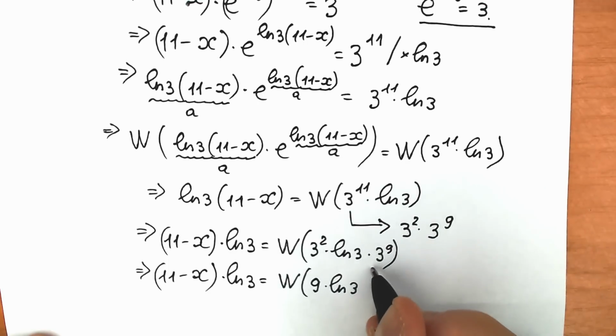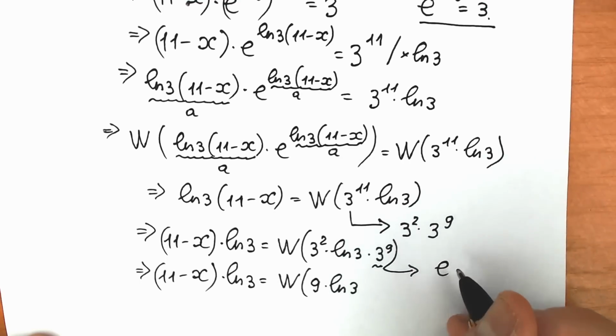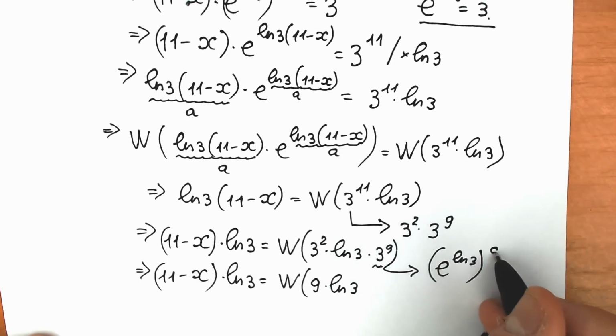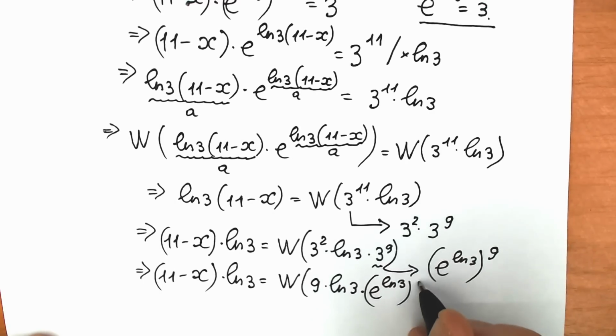But instead of this 3 to the power 9, let's write a very tricky expression. Instead of 3 to the power 9, let's write e to the power natural log 3, all right? Instead of this 3, we write e to the power natural log 3, but we need to raise this to the power 9. It is absolutely the same. So we have times (e to the power natural log 3) raised to the power 9.